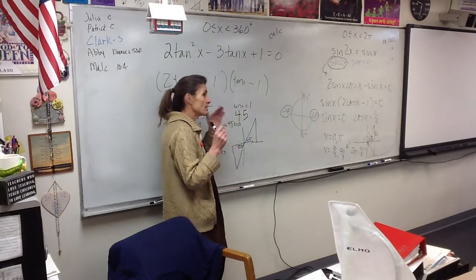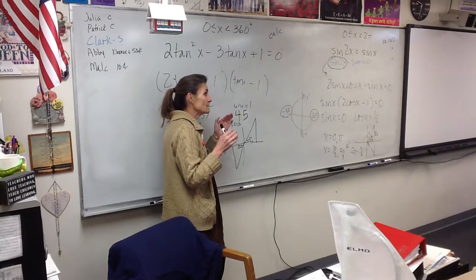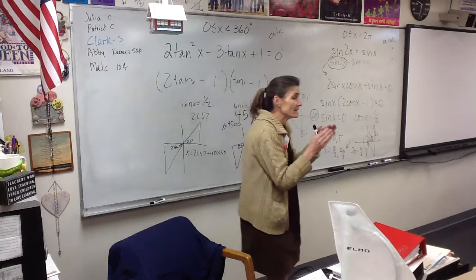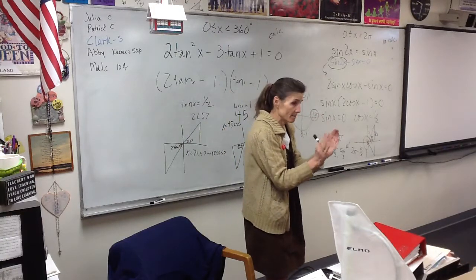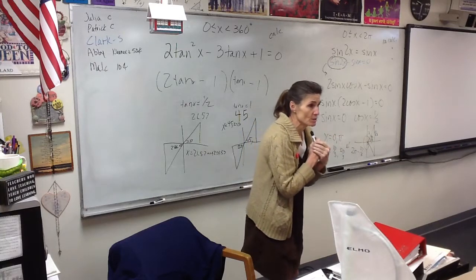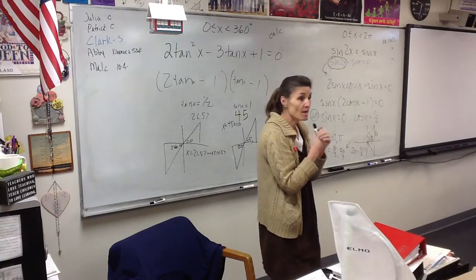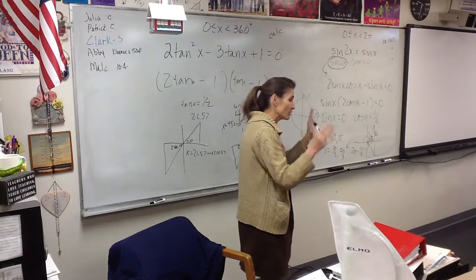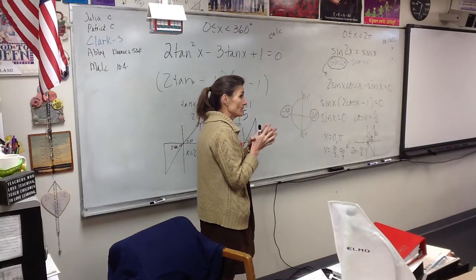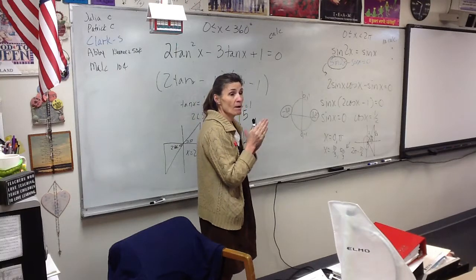Okay, so let's make sure we all got the big message. What is the big message we're taking away from this problem? If you are dealing with a 2x, sine, cosine, tangent, 2x, what do you have to do with it first? The formula. Then proceed with factoring or whatever it is you're going to do after that. Okay?